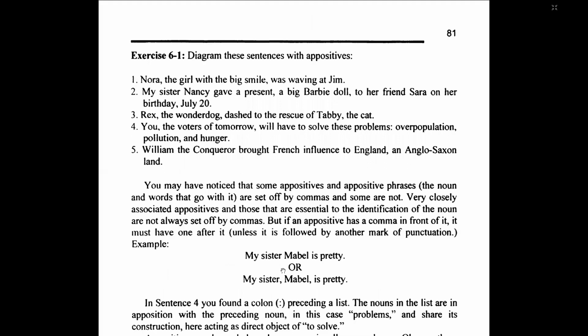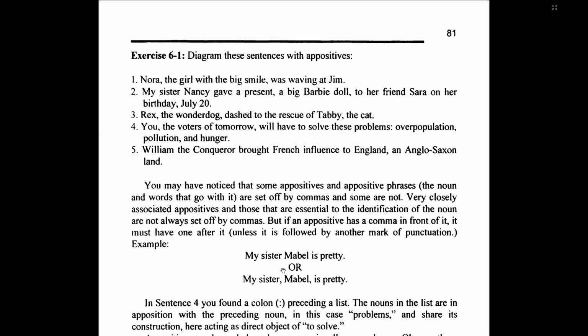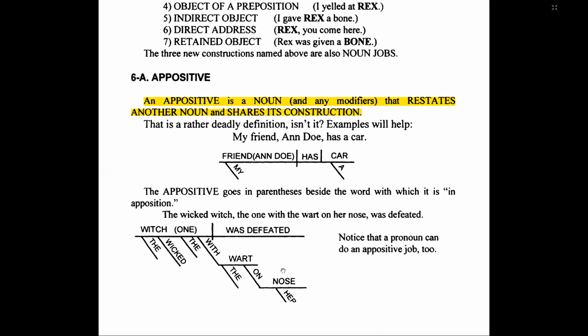And an appositive is, she defines it, a noun and any modifiers that restates another noun and shares its construction. Now, this word appositive may confuse you. What does it mean? If you were to look into a dictionary, you would see that appositive means to bring in proximity to. So like this pen, I'm bringing my cell phone in apposition to it. They're close together, right? They're in proximity, or to juxtapose two things. That's apposition. So this is why we use this word for this noun.